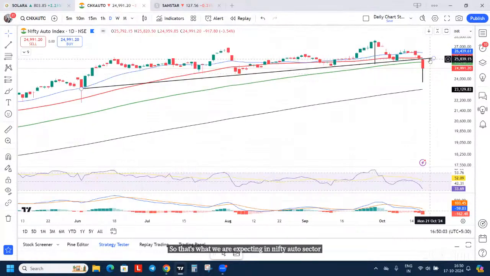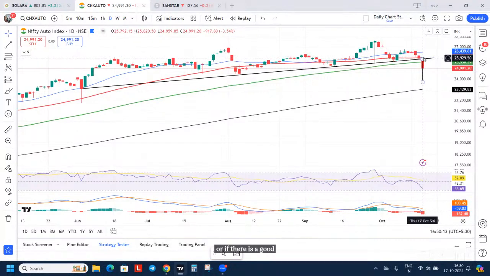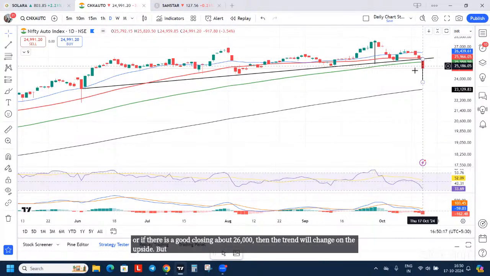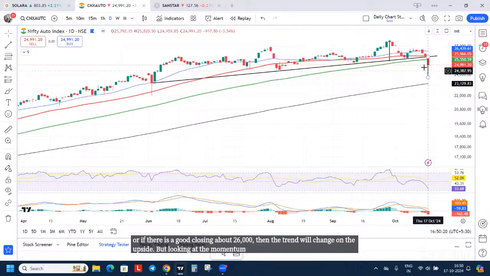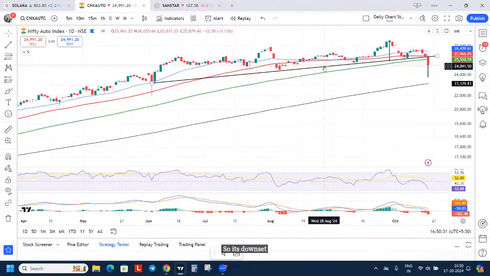But on the flip side, if it crosses that trend line or the 25,000, 26,000 kind of level, and there is a good closing above 26,000, then the trend will change on the upside. But looking at the momentum, it's very difficult to say. It may not take that 26,000 level so easily. So the downside window is open on Nifty Auto.